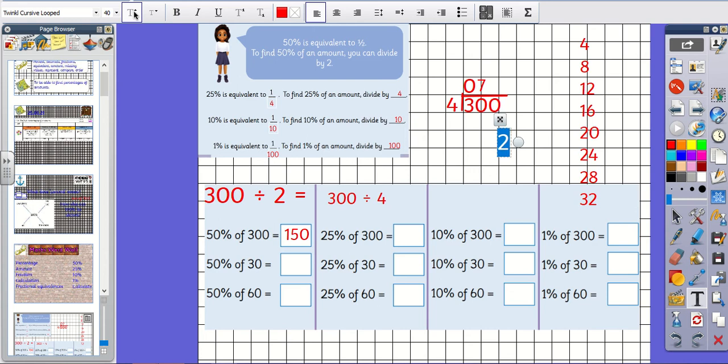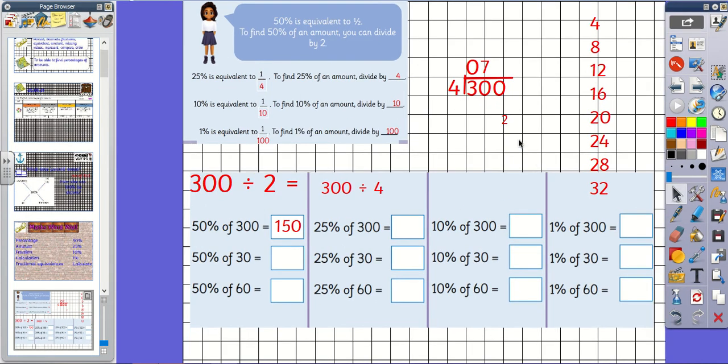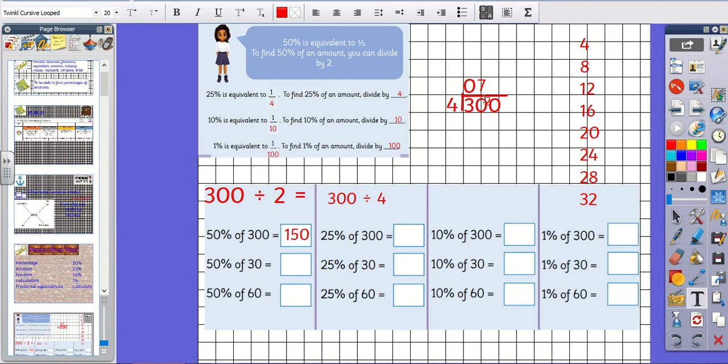So let's put that in above the 0, which would make it 20. How many 4s go into 20? 1, 2, 3, 4, 5. So our answer is 75. So 25% of 300 is 75.